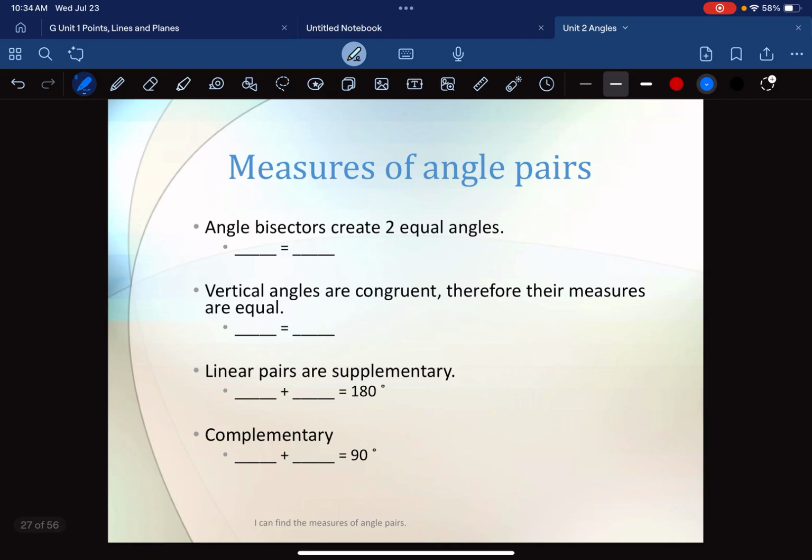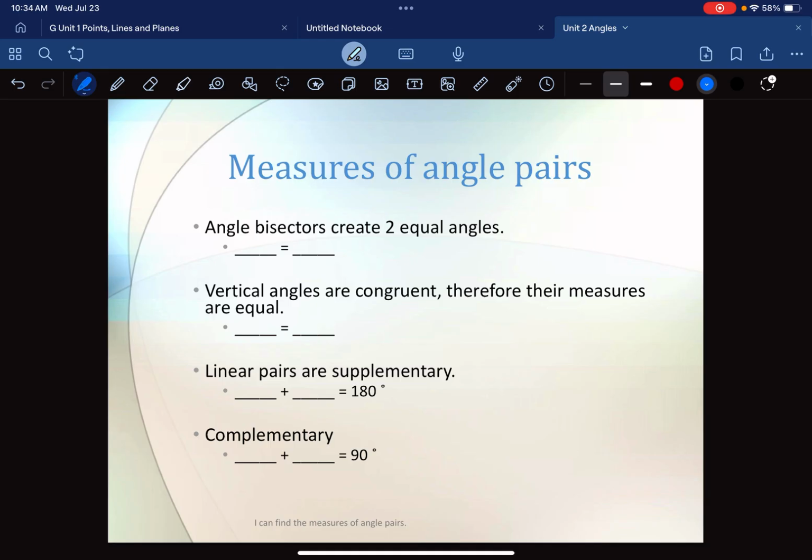All right, so if you remember, lesson 2 was on angle bisectors. And so one of the things that angle bisectors do is they create two equal angles. So we could write an equation where we set one angle equal to another angle if they're in algebraic form or something like that. Vertical angles we talked about, they are congruent. Therefore, their measures are equal. So if I have a pair of vertical angles, I can find their measures by simply setting those two equal to each other.